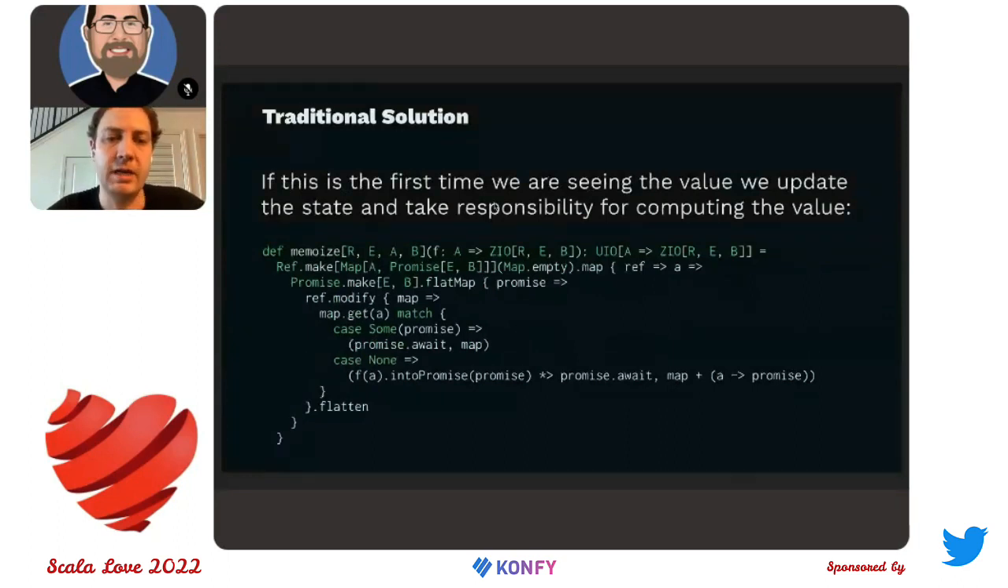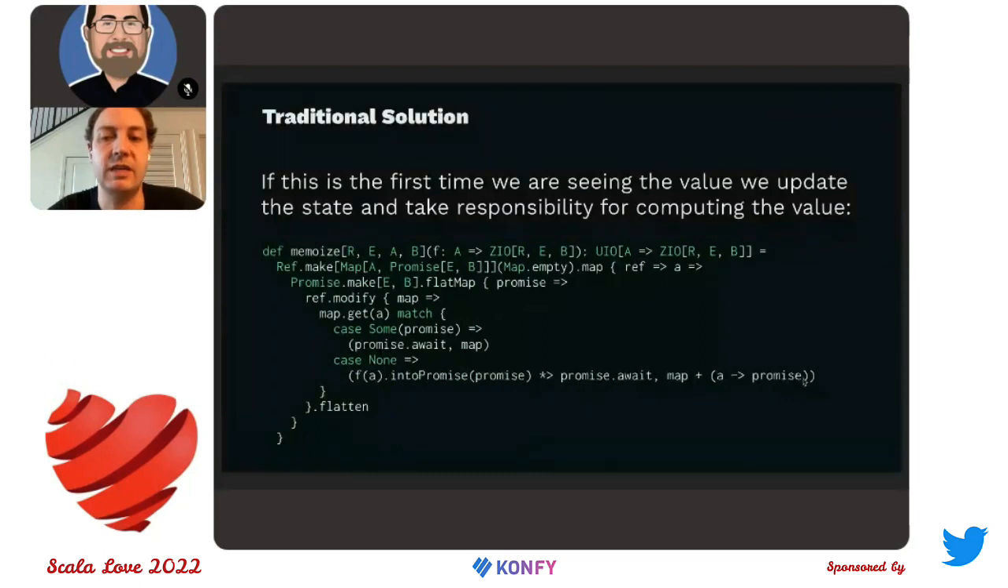And in the slightly more complicated case is where a value isn't in the map yet. And so that means we're the first ones to see this value, and we need to take responsibility for computing that value and for updating that promise with it. And so you can see here, we had to make a couple of changes. So one is we had to add creating the promise outside of modifying this ref. Because when we're doing the modification, we can return an effect we want to run, but we can't actually perform effects within the modification, the updating of the state.